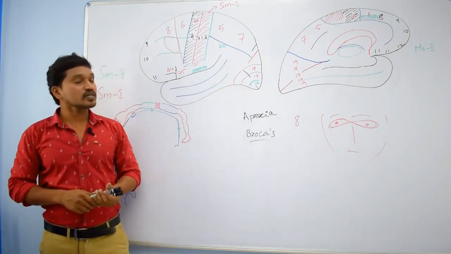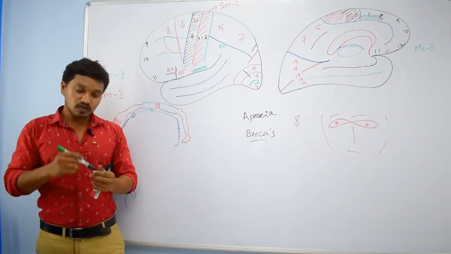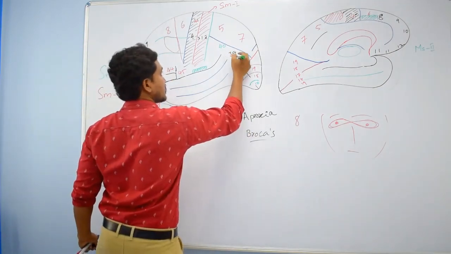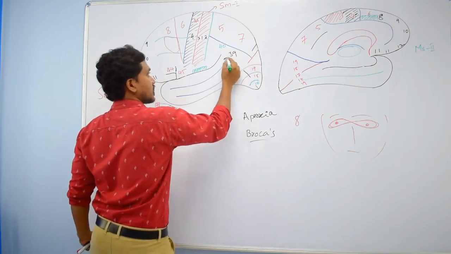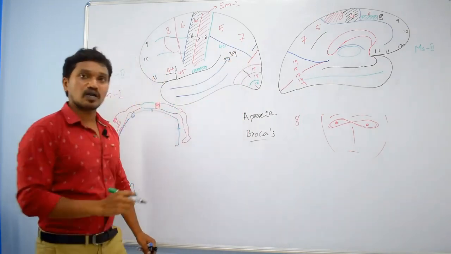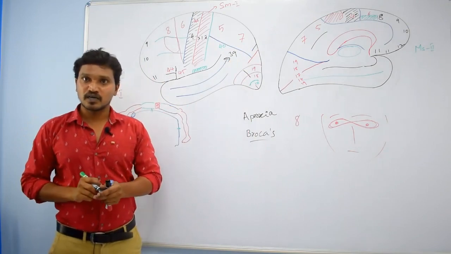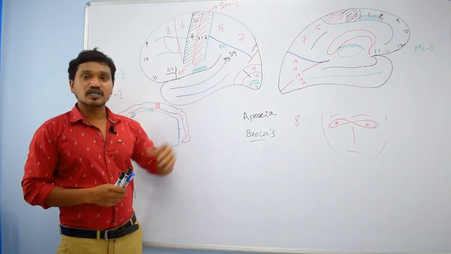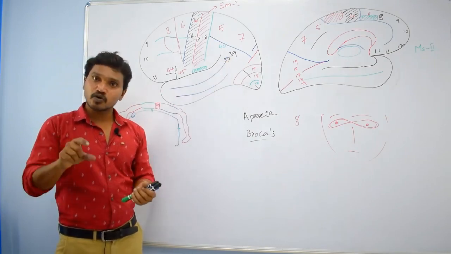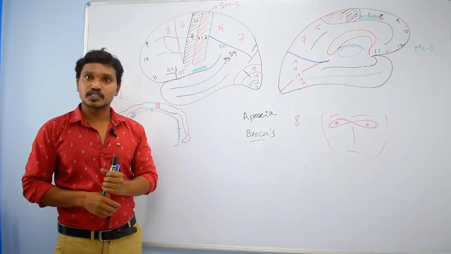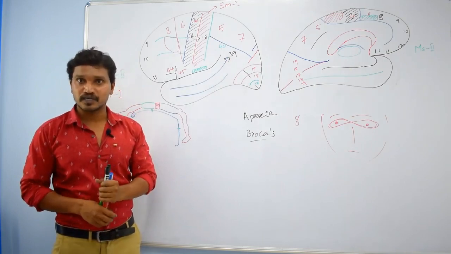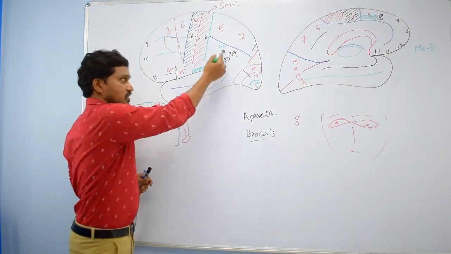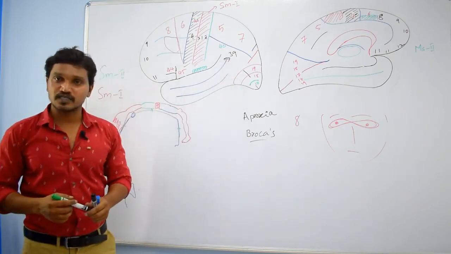Then there is one more area, that is the higher visual association area. Higher visual association area is area number 39. Mostly it is present above the angular gyrus, right? What is the function of it? It stores and recognizes the objects. Clear? So if there is injury to these associated regions, what will happen?